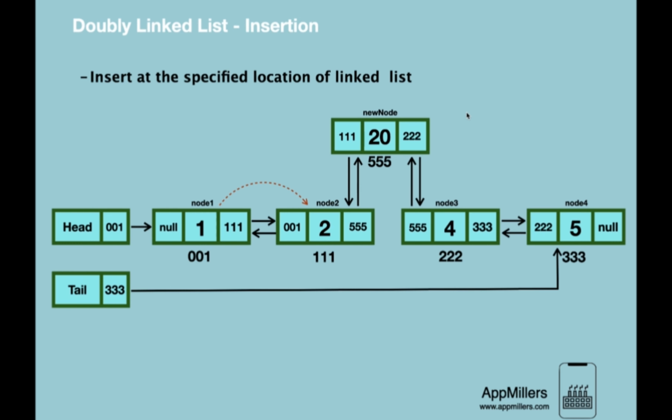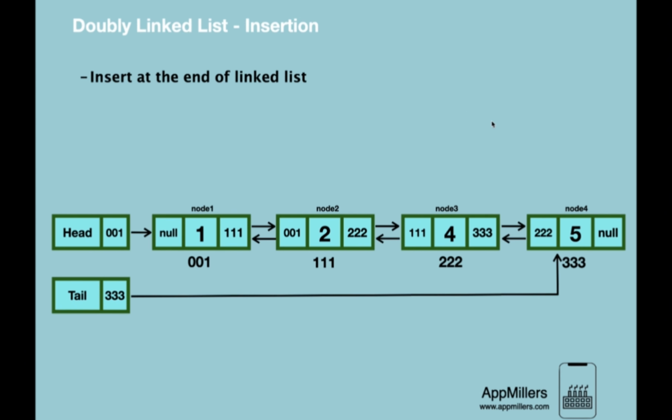Now let's continue to the next case in which we want to insert a node at the end of a double linked list. So here again, the first step is we will create a node and assign a value to it. In our case, we create a node in the memory which is located at 444 location, and the value of this new node is 20.